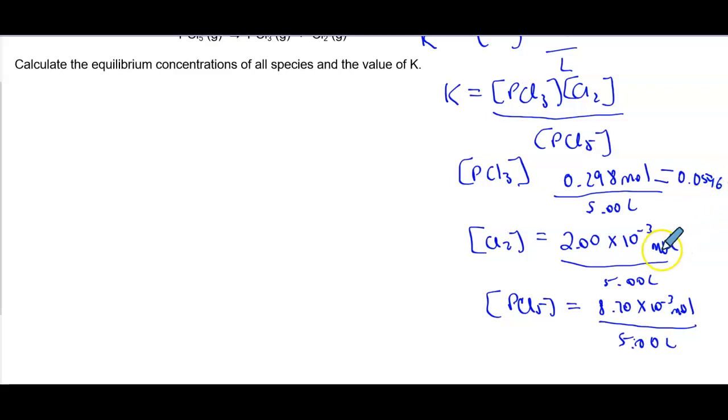0.0596 big M. I'm going to take 2.00 E to the negative 3 divided by 5, and I'm going to get this one to be, I'm going to write it underneath here just so you can see it better, 4.00 times 10 to the negative 4th big M. I'm going to take 8.70 E to the negative 3 divided by 5, and I'm going to get, for this one, 1.74 times 10 to the negative 3rd big M.